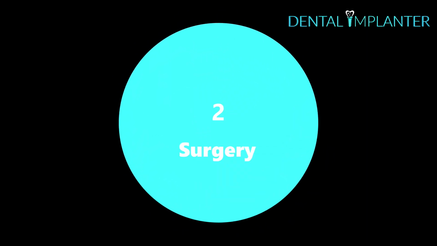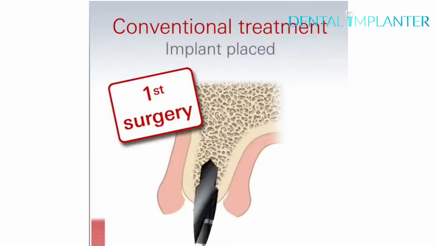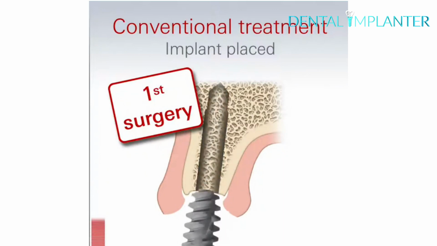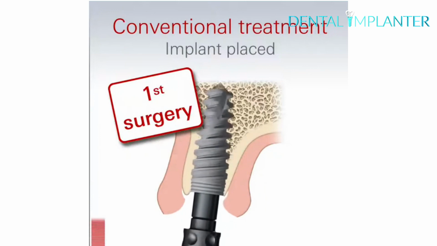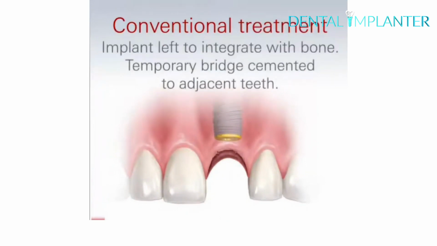Surgery. The implantation surgery is typically performed in stages. During the first stage, the implant is placed into the jawbone beneath the gum tissue. The gum is then stitched back into place, and the implant is left to integrate with the bone in a process called osseointegration.